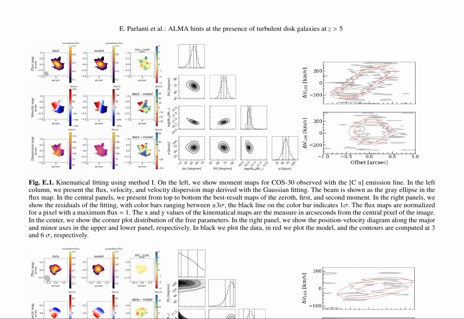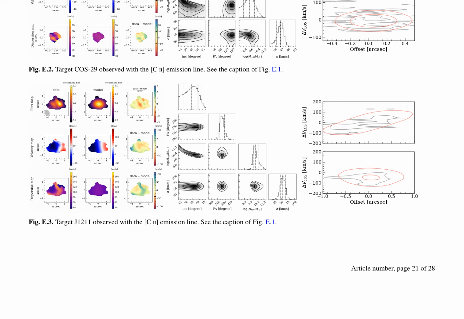The authors present kinematical fitting results for 6 high-redshift galaxies, utilizing the [CII] and [OIII] emission lines to probe their internal dynamics. The fitting is performed using method I, involving Gaussian fitting to derive flux, velocity, and velocity dispersion maps. The results reveal complex velocity structures, indicating the presence of turbulent disk galaxies at z greater than 5, with high velocity dispersion values suggesting dynamically hot gas.